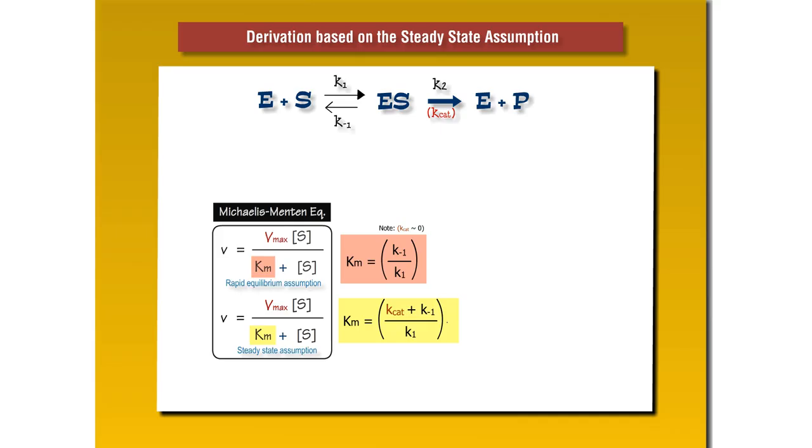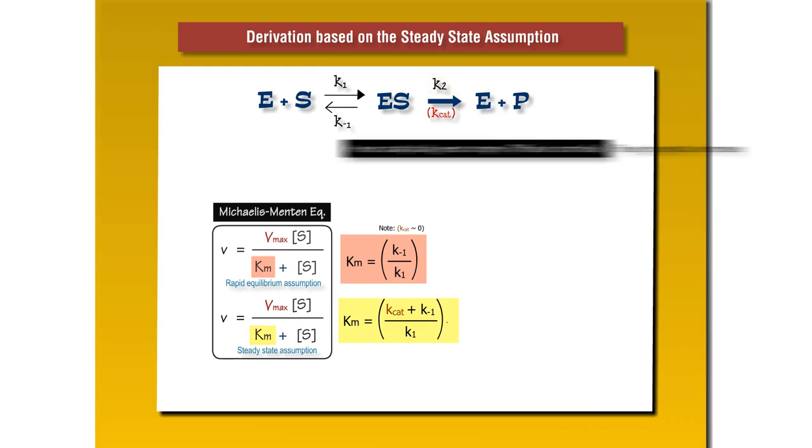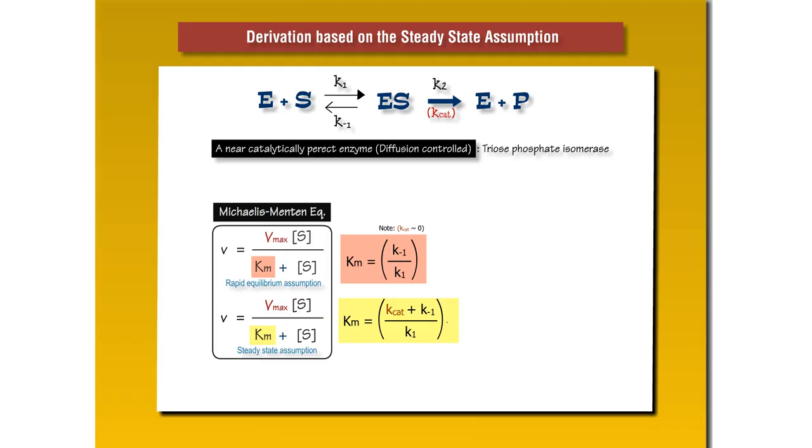The answer depends on the catalytic activity, or catalytic efficiency, of the enzyme in question. If the enzyme in question is highly catalytically active and has a large Kcat value, then Kcat cannot be assumed to be very small and ignored. An example of such an enzyme is triose phosphate isomerase. This enzyme has been shown to be nearly perfect and is a diffusion-controlled enzyme. In other words, this enzyme is so efficient that the overall rate of the reaction depends on how fast E and S collide to form the ES complex.